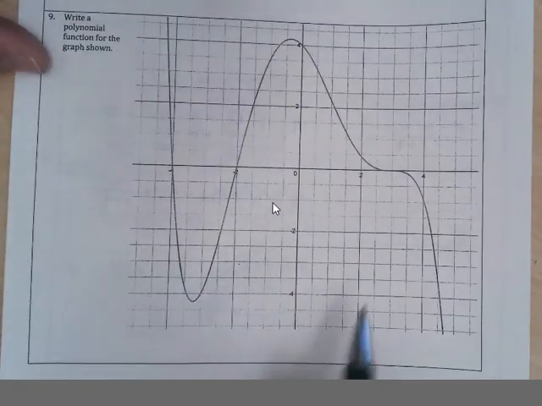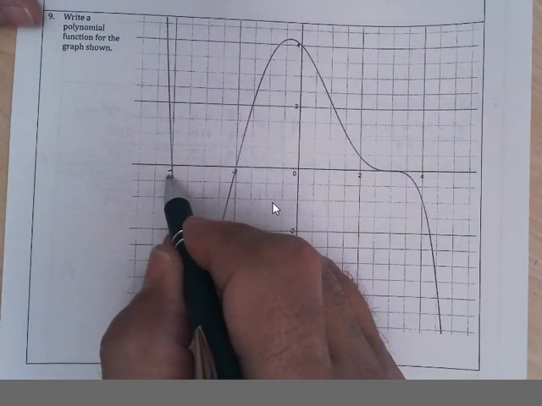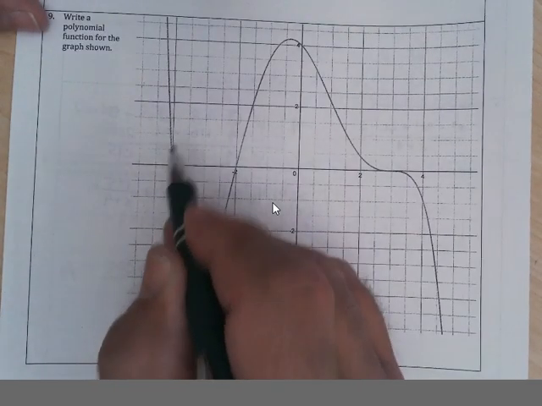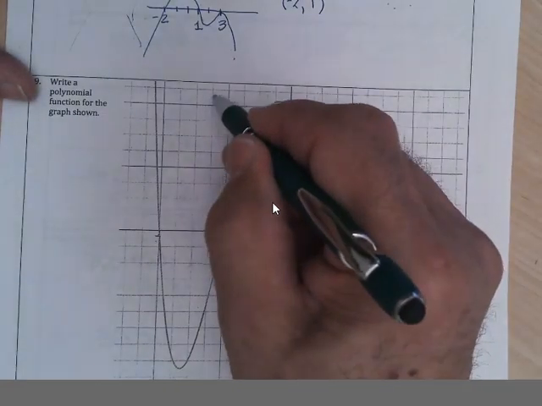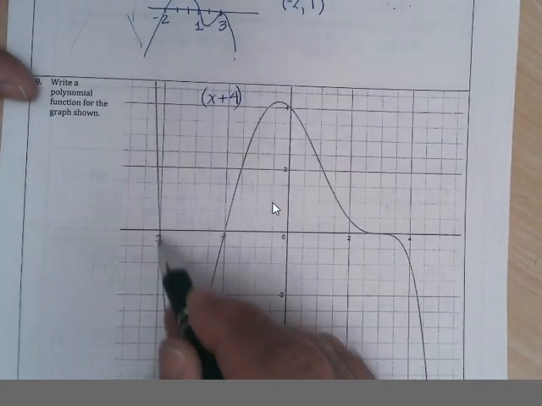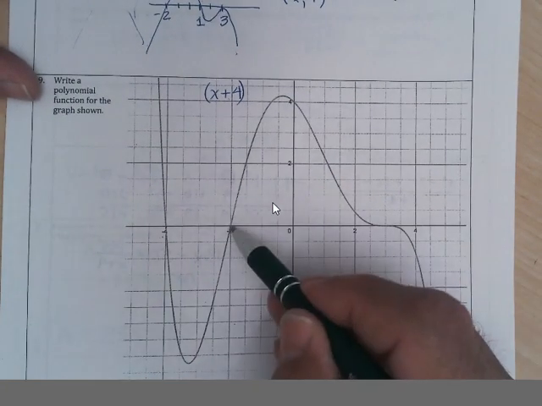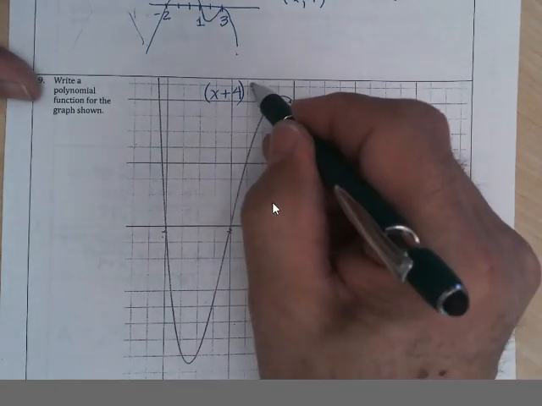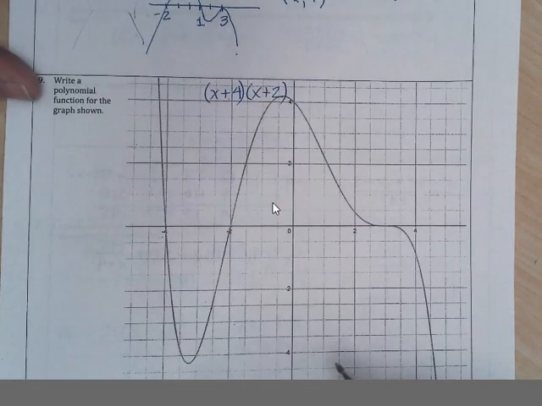And finally, we have this. This is a negative 4, so that means a factor is, I'll do it up here, x plus 4. It went straight through, so it happens just once. It went through minus 2, so that means that x plus 2 is a factor. Straight through.